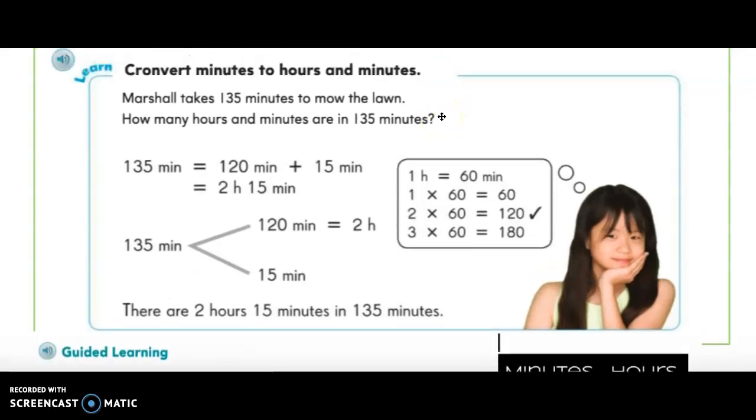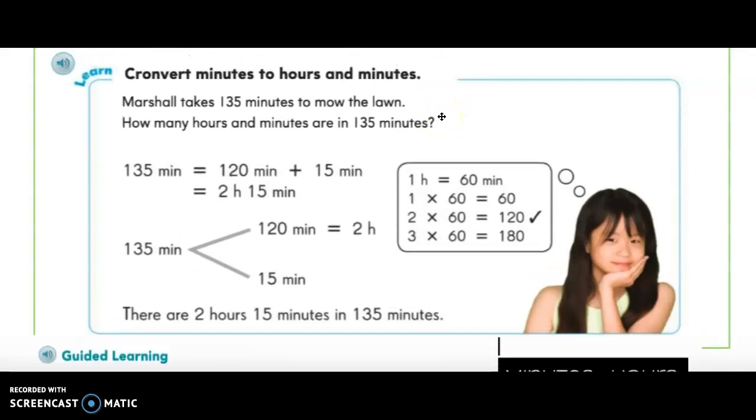So what we're looking at today is converting minutes to hours and minutes. Let's look at the first example. Marshall takes 135 minutes to mow the lawn. How many hours and minutes are there in 135 minutes? Our first step here is to look at our total minutes. We want to think about how many hours we can pull out of here.